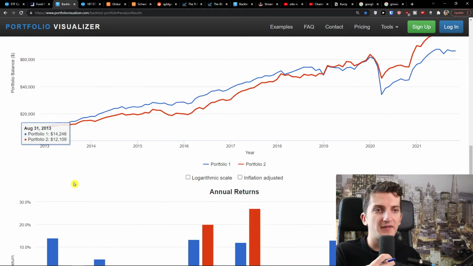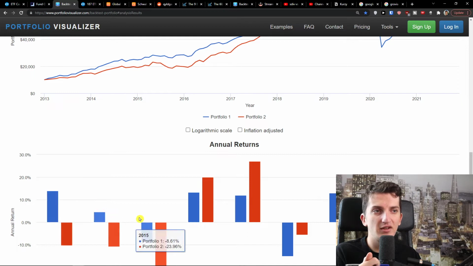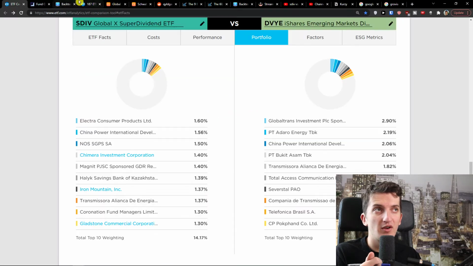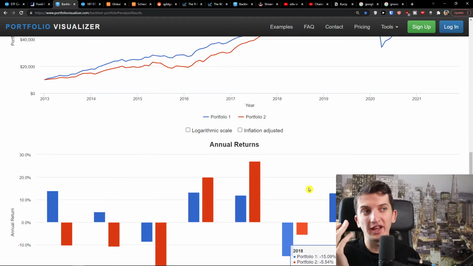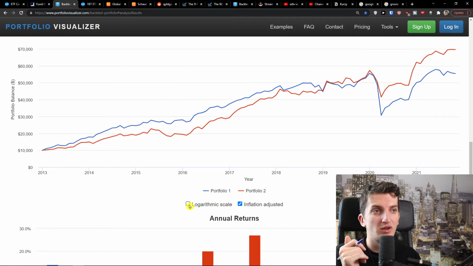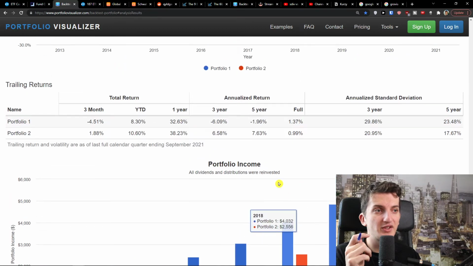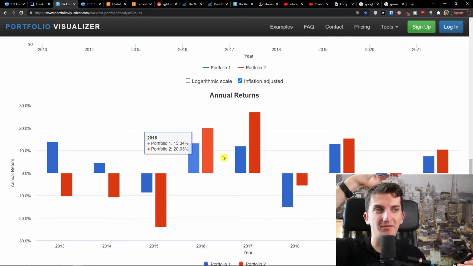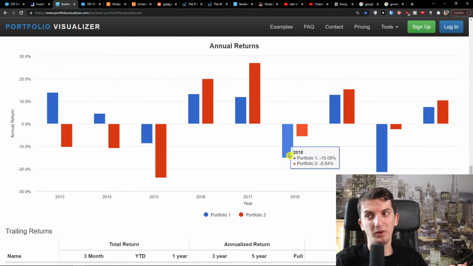You can clearly see that 2014 was really great for SDIV, and 2013, 14, 15 was really bad for DVYE, but then many times it was overperforming, so it was up and down, round and round. And now when you look at the dividends, if you compare it to something like QQQ, this is madness to look at a graph like this over the past 10 years when we had a growth market.